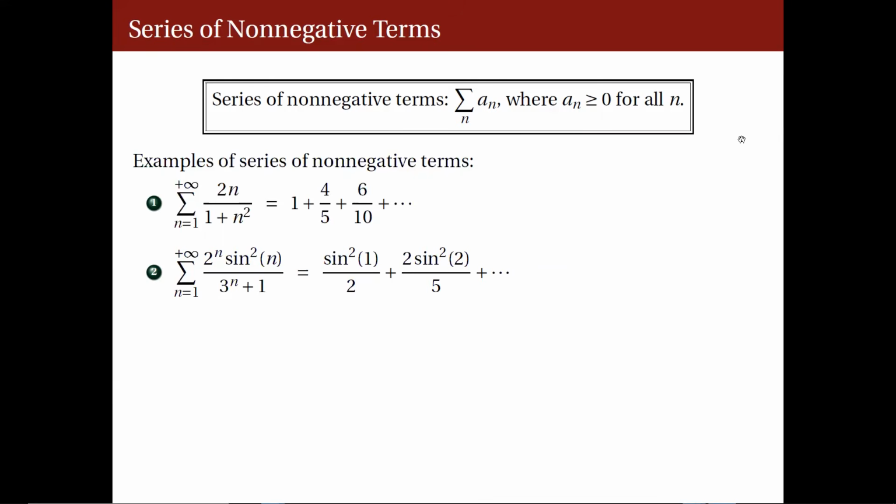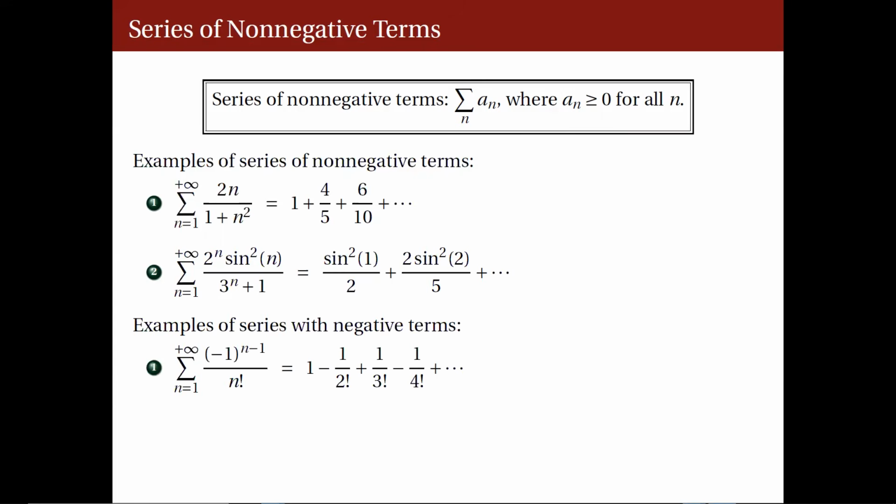Ngayon naman, tingnan natin ang ilang examples ng series with negative terms. For the first example, we have the summation of negative 1 to the n minus 1 over n factorial. Malinaw dito sa example na kapag n equals 2, ang second term ay negative 1 over 2 factorial, which is equal to negative 1/2.